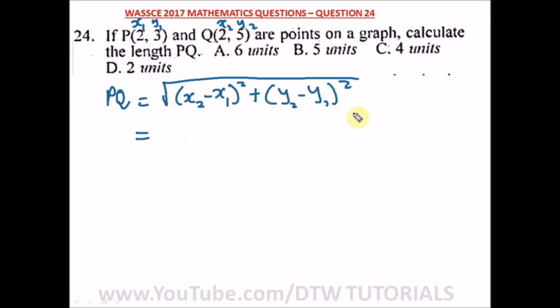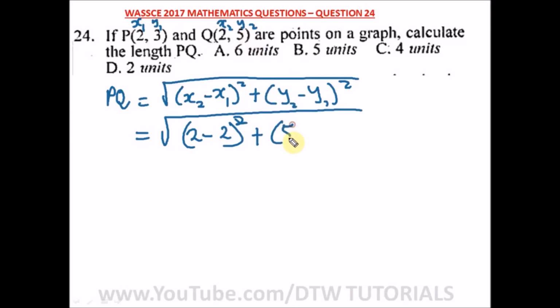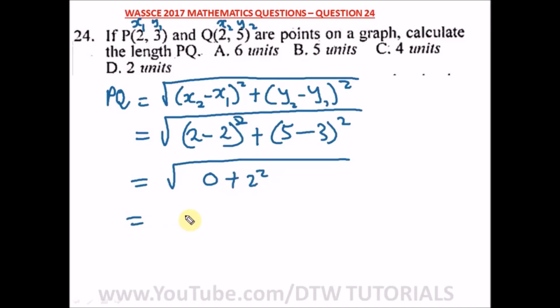So from here we have the square root of 2 minus 2 all squared, plus what's Y2, that's 5, minus 3 all squared. So 2 minus 2 is 0, is that not it? And 0 squared is still 0. Plus what's 5 minus 3? That's 2 squared. So that would be the square root of 4. And the square root of 4 is 2. So our answer is 2 units. And our right option here is option D.